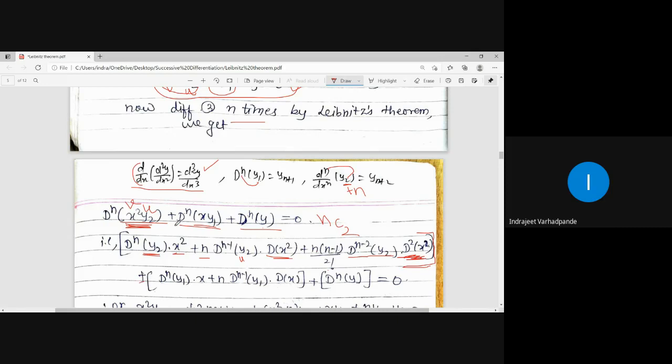Plus the second term, dn of this will be u, this will be v. dn of u means dn of y1 into x, plus nc1 is n, dn minus 1 of y1 into d of v. Only the first derivative of x exists, all other derivatives will vanish. Therefore, I will stop the expansion of the Leibniz theorem at this term. Plus dn of y is equal to 0. Is the expansion clear? Yes, sir.